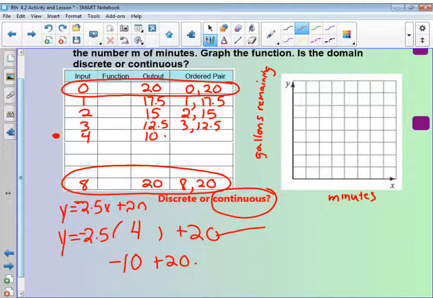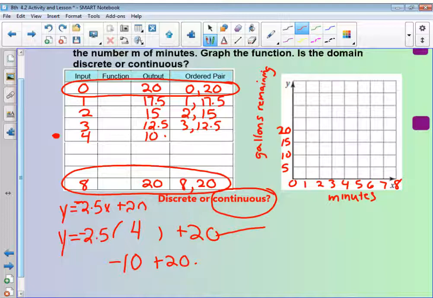So my minutes, well, we went anywhere from 0 to 8. So we'll do 0, 1, 2, 3, 4, 5, 6, 7, and 8. And for our gallons, well, we started out with 0 and we had to go through 20. So maybe we'll go by 5s. 5, 10, 15, and 20. And we are just going to graph our first and our last ones and connect the dots.